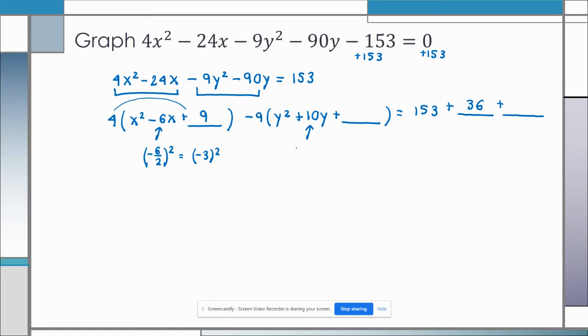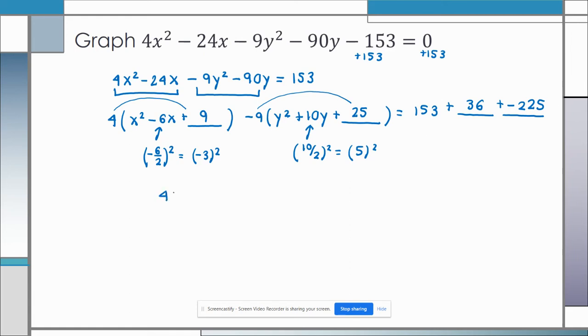Then I take my 10. I'm going to divide it by 2, and I'm going to square it. Well, 10 divided by 2 is 5. 5 squared is 25. But remember, it's -9 times 25 that I really added on the left. So when I multiply -9 and 25, I get -225, and so that's the number that gets added on the right.